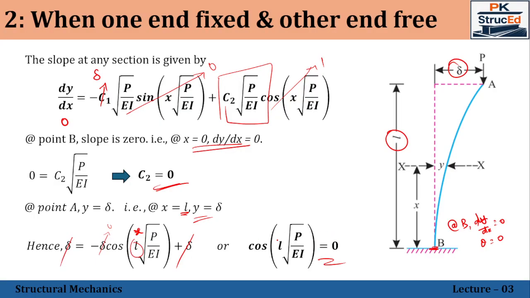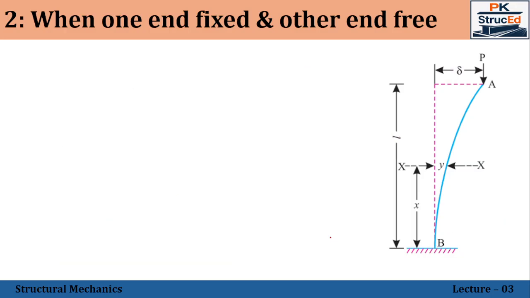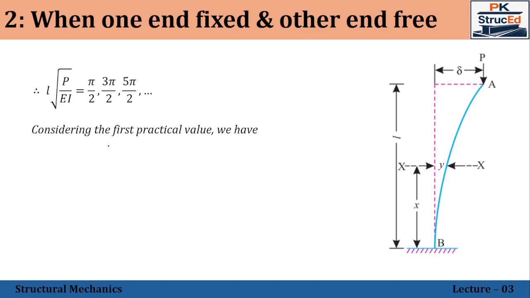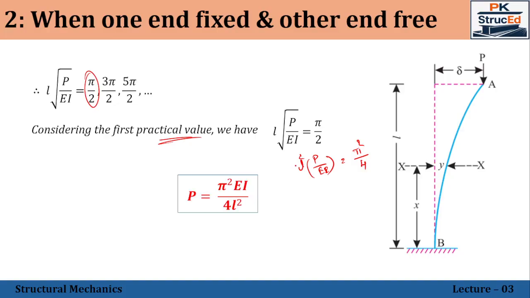Right, that is cos of theta which will be equal to 0. So, applying the conditions, we will have L into root over P by EI equal to pi by 2, that is cos 90, right, pi by 2 or 3 pi by 2 or 5 pi by 2, in which odd multiples you will be getting, that will be equal to 0. And again, we are going with the first practical case, that is the first one, pi by 2. We will have L into root over P by EI equal to pi by 2. And again, squaring on both sides, we get L square and P by EI on the left side, and on the right side pi square divided by 4. Squaring on both sides, that's what you'll be getting.